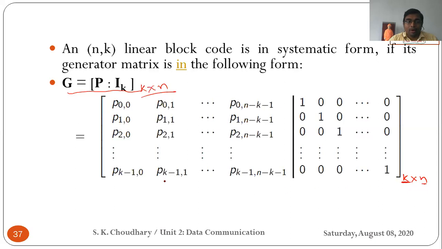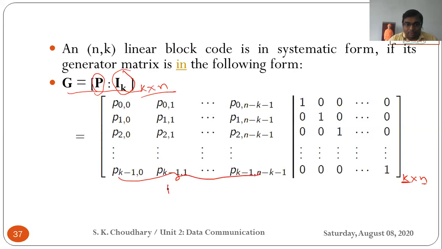Now the question arises: what is P? The generator matrix is basically formed from P and I. First of all, I come to the I. If you see this partition, it is manually created. Actually, the matrix is what is within this bracket. We just do the partition for understanding purposes.